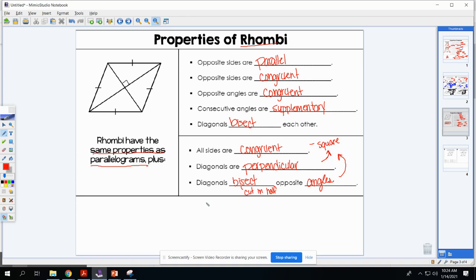Hopefully you guys are picking it up at home. The difference is that in a square, we have all 4 right angles. All right, that's the only difference there between a square and a rhombus. A square is all right angles. A rhombus has every single aspect of the square besides the 4 right angles.